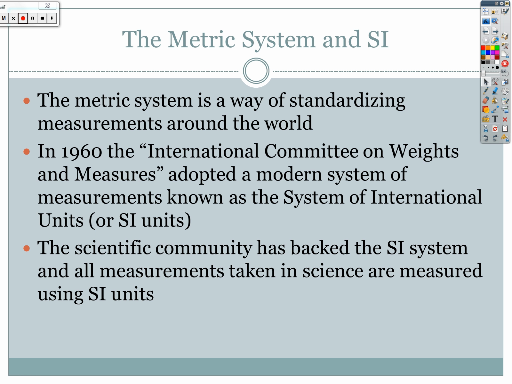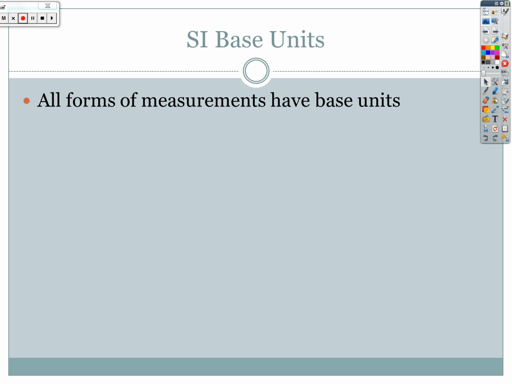The metric system is a way of standardizing measurements around the world, especially in the scientific community. In 1960, the International Committee on Weights and Measures, which sounds like just about the most fascinating committee to be on, adopted a modern system of measurements known as the System of International Units, or SI units. The scientific community has backed the SI system, and all measurements taken in science, regardless of where you live, are measured using SI units. All forms of measurements have base units, especially in the SI system.